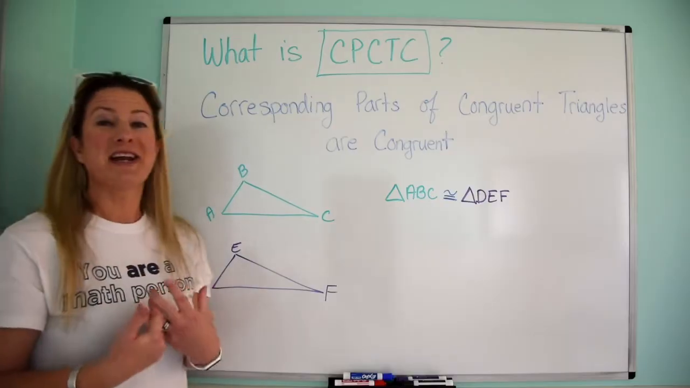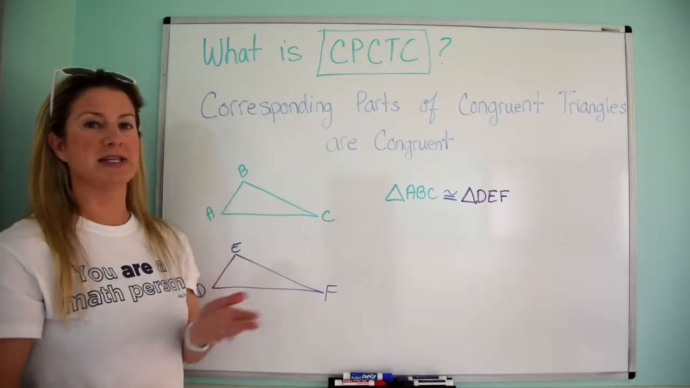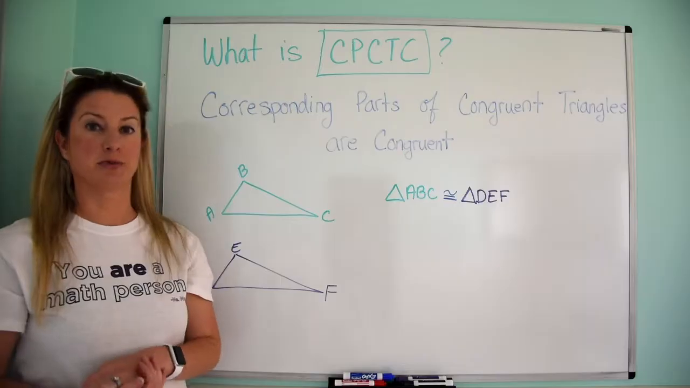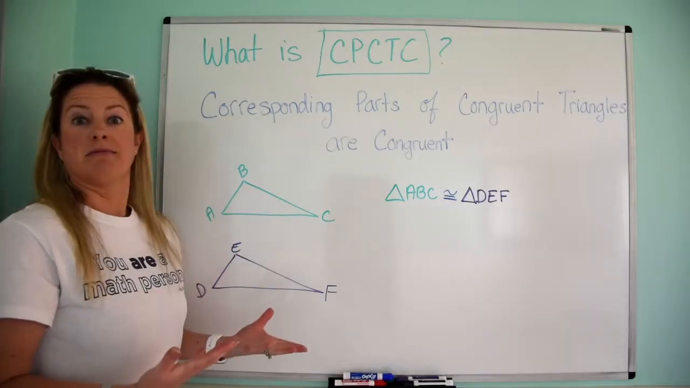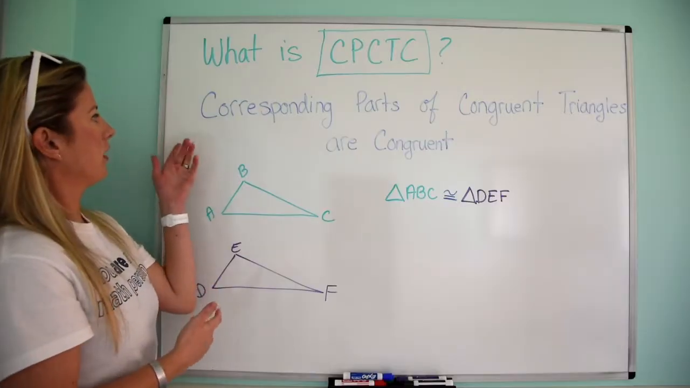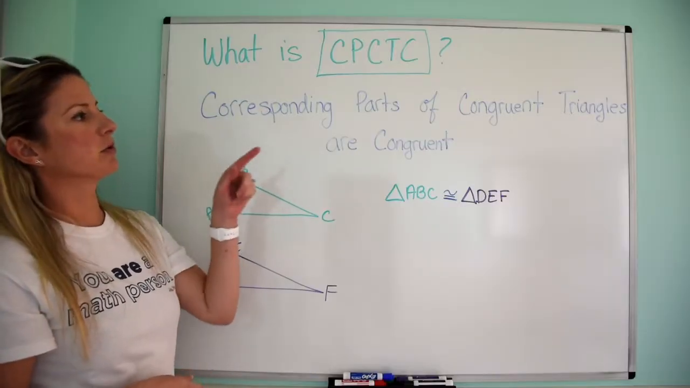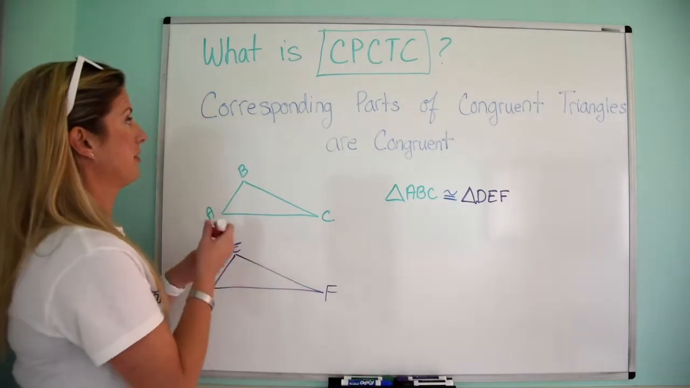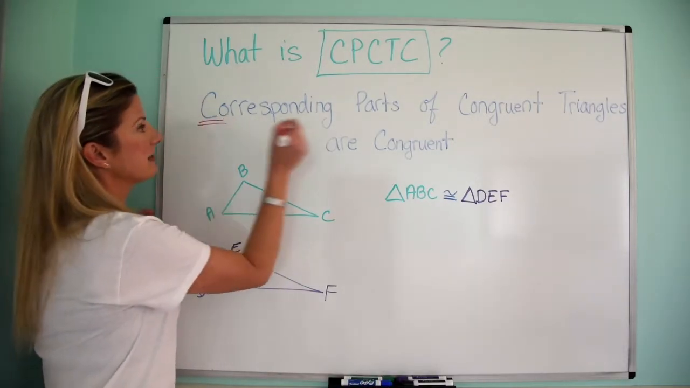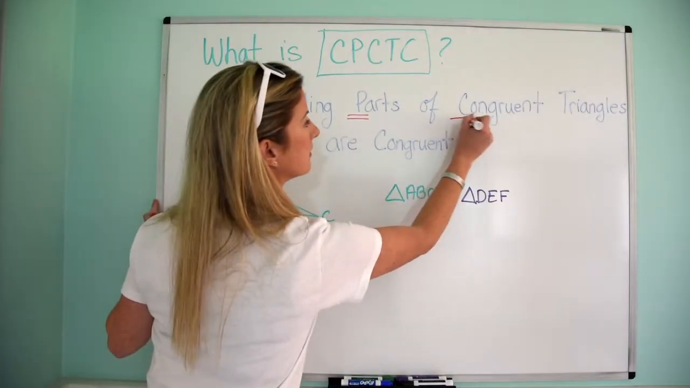Now, if you've watched any of my geometry proofs, you've probably seen me use CPCTC as a reason. And so what does it stand for? What does it mean? Well, basically it stands for corresponding parts of congruent triangles are congruent. So as you can see, this is where it comes from. CPCTC.